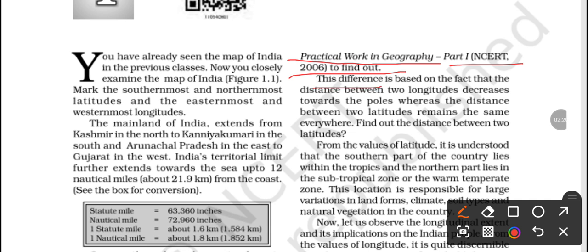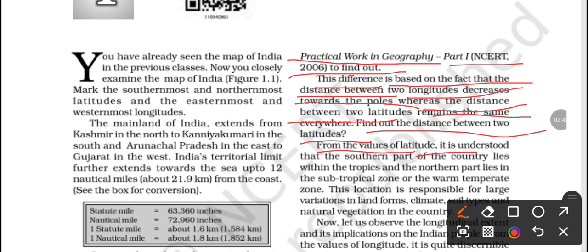This difference is based on the fact that the distance between two longitudes decreases towards the poles, whereas the distance between two latitudes remains the same everywhere. Find out the distance between the latitudes.